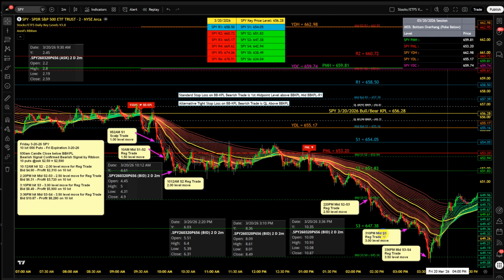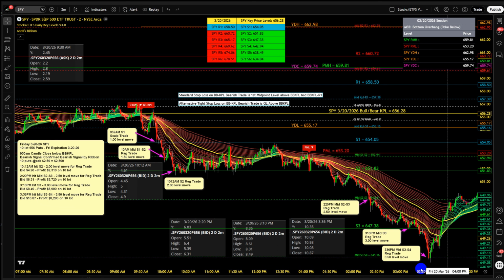This shouldn't say mid S3. It just should say S3. So my apologies for that. So this is a hit of the S3 level, and that is a 3-level move in your favor. So again, we have 1 level, 1.5 levels, 2 levels, 2.5 levels, now a 3-level move in your favor. The 3:10 p.m. bid is $8.49, and now we have a total profit of $5,900 on the full 10 lot position.